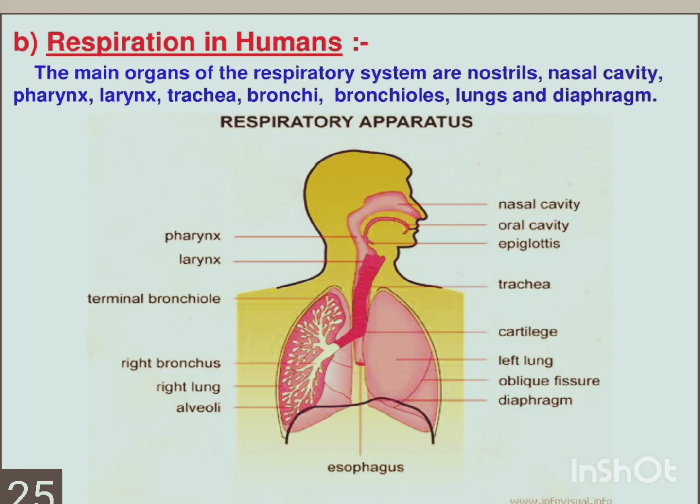Next we have respiration in humans. The main organs of the respiratory system are nostrils, nasal cavity, pharynx, larynx, trachea, bronchi, bronchioles, lungs and diaphragm. So here the main parts are, first, nostrils. The two holes we have in the nose are called what? Nostrils. And then we have a cavity inside that called what? Nasal cavity. And then we have pharynx, then larynx, then trachea, then bronchi, then bronchioles and lungs and diaphragm. These are the various steps from where respiration takes place. Let us learn in detail.